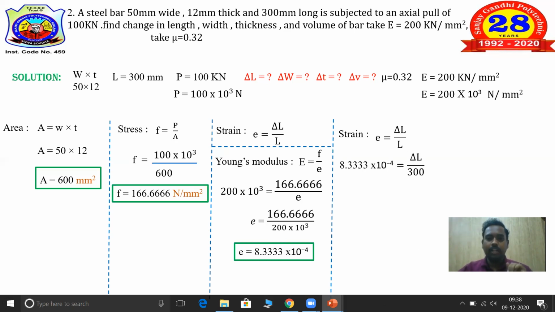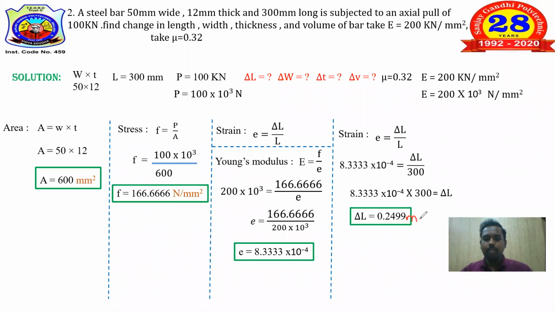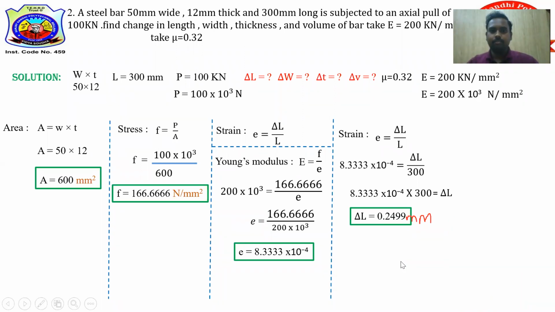E equals 8.33 × 10 power minus 4 equals delta L divided by 300. On cross multiplication, I'll get this, and finally delta L equals 0.249. I have missed the units. I am supposed to write the units here. It is in terms of mm, 0.2499 mm, the unit for delta L.